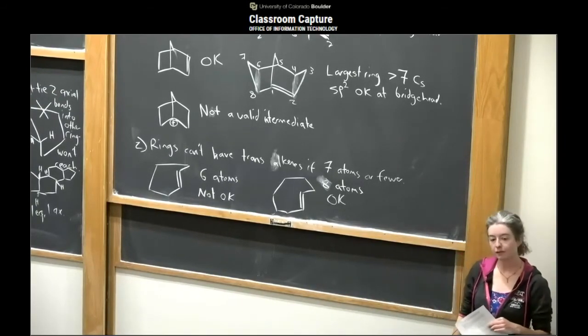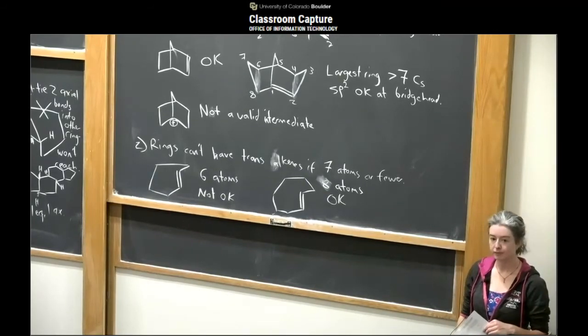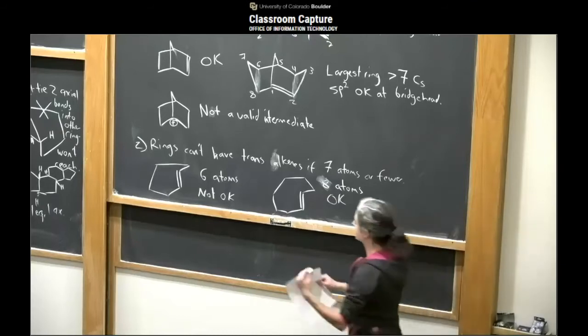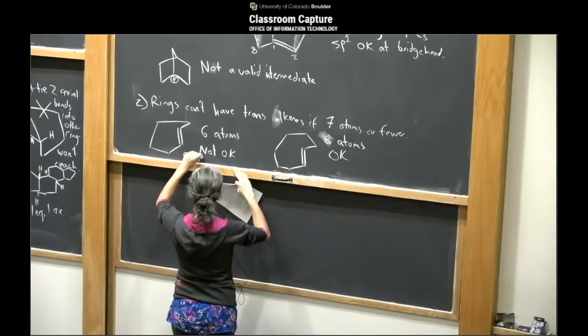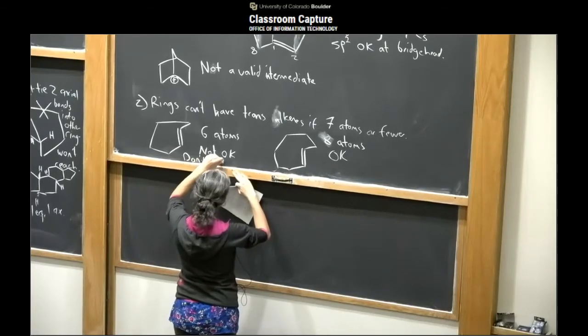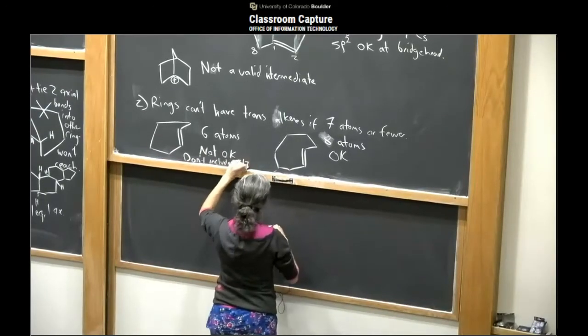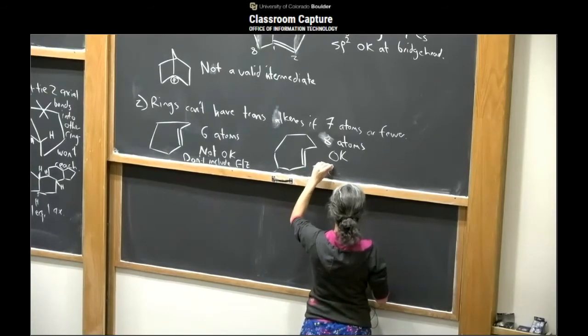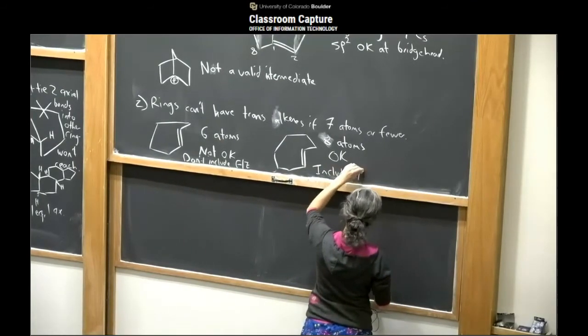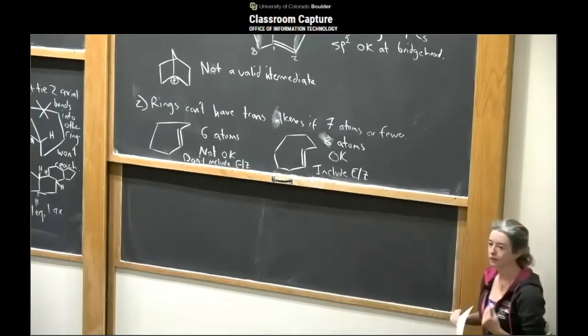Yeah. So when we're naming rings that are less than 7, can we leave E/Z out of it? Yep, exactly. So in other words, don't include E/Z as part of the name for those, but do include E/Z as part of the name for these ones. Okay, good question, thanks.